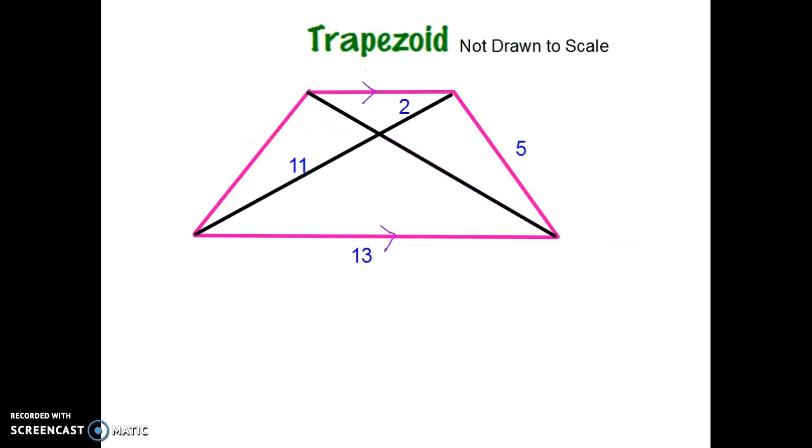In my next trapezoid, I have some sides and segments that are marked. The only thing I know is that it's a trapezoid. I can't find any of the missing parts. There's no properties that tell me that opposite sides are congruent or diagonals bisect each other. There's nothing more I could find.